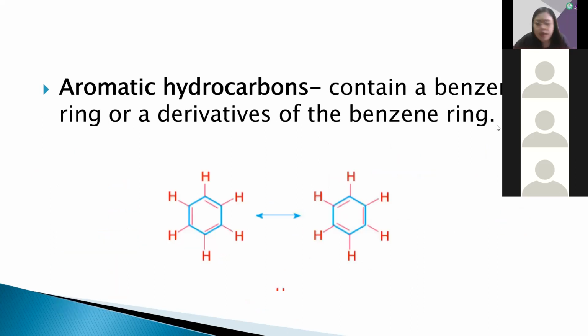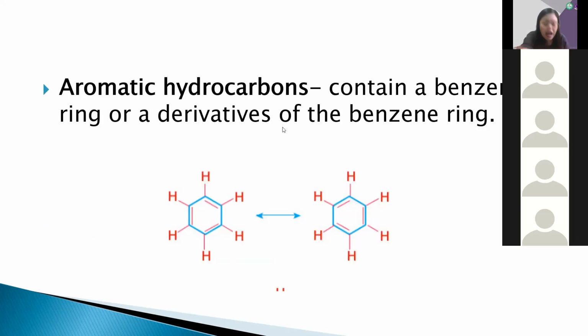Okay, and then we also have the so-called aromatic hydrocarbons. Pag aromatic hydrocarbons, they will have the ring. Again, they will have the ring, but most of the time, there will be a presence of the benzene ring. Again, we have the benzene ring here. Pag merong benzene ring, magiging aromatic hydrocarbon na siya. Benzene ring and its derivative.